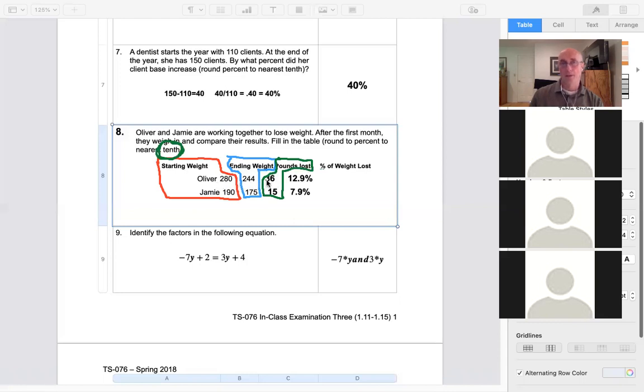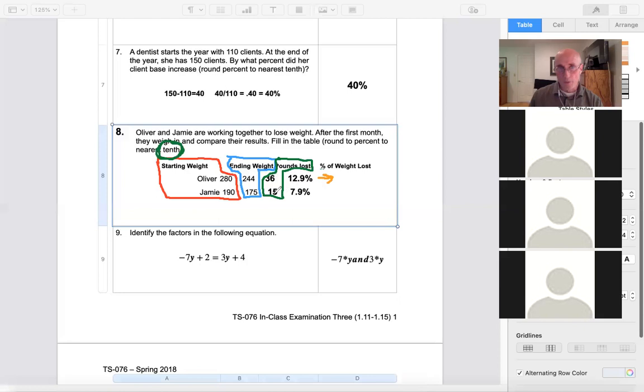If I divide that 36, can you figure out right now what you would divide the 36 by? Remember the formula: ending weight minus the starting weight. You're going to divide it by the starting weight. So in this case, I'll draw a little arrow to show you how we got this 12.9% as an answer.